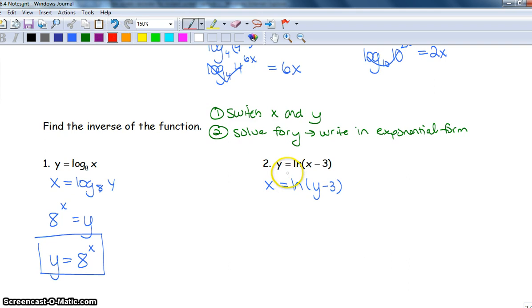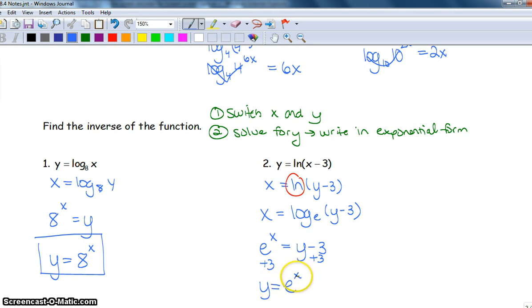Now we talked about natural log is a special one. So that's really log base e. So if I'm taking this equation and I'm switching it from logarithmic form to exponential form, I take my base of e, and that's being raised to the x power, and that's equal to y minus 3. Now I don't have y alone yet, so I add 3 to each side, and we get y is equal to e to the x power plus 3.